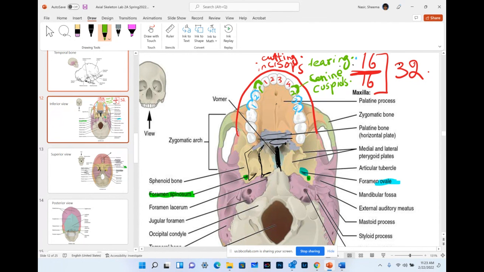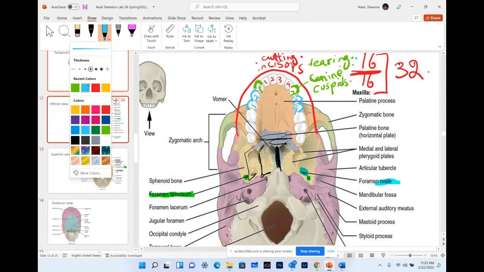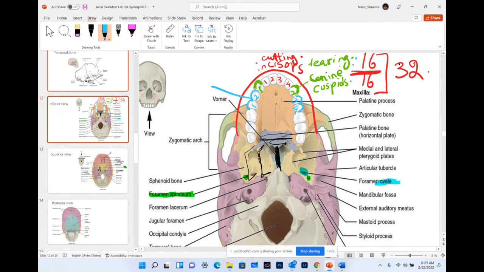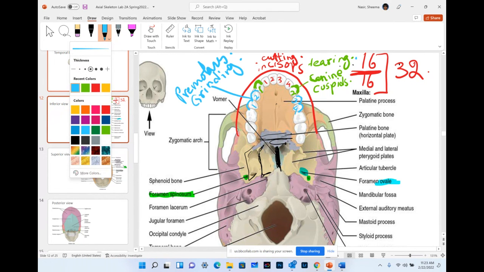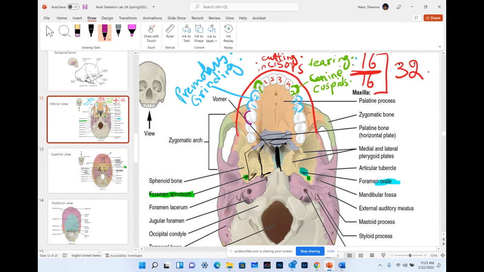The next is your premolars. And premolars are what? They are grinding teeth. And then the last ones, these 3 on each side, are your molars. So 1, 2, 3, 4, 5, 6.